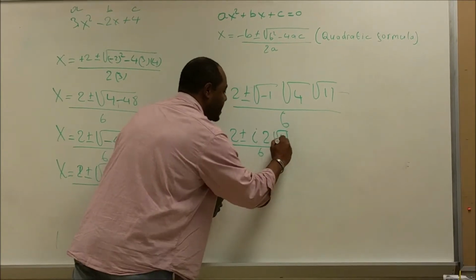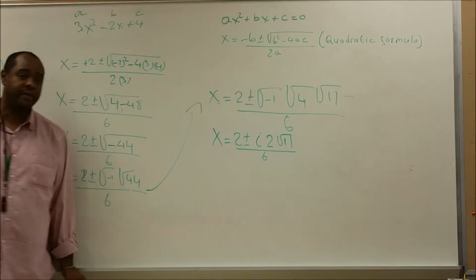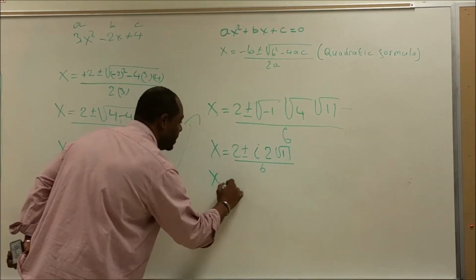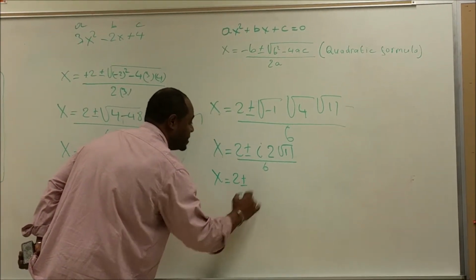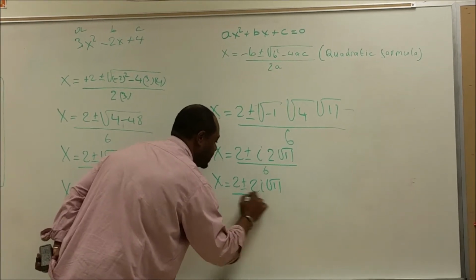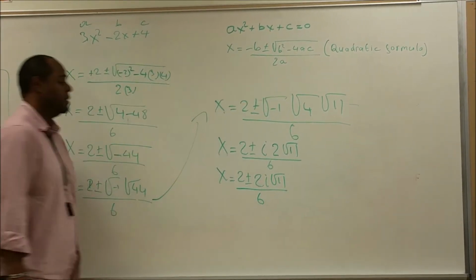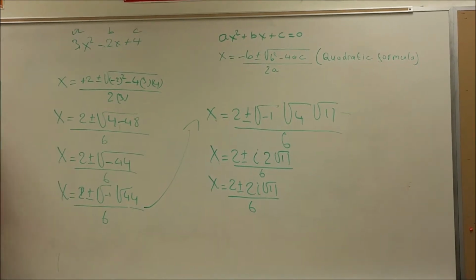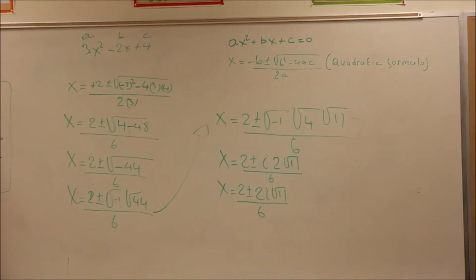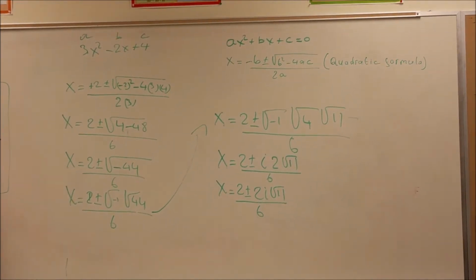So let me write it by having my 2 before the i. Okay, I like to have it with the 2 before the i. So they will be equal to 2 plus or minus 2i times square root of 11 over 6. Now, this is what x is. Am I done? No. I need to split this into the real part and the imaginary part.